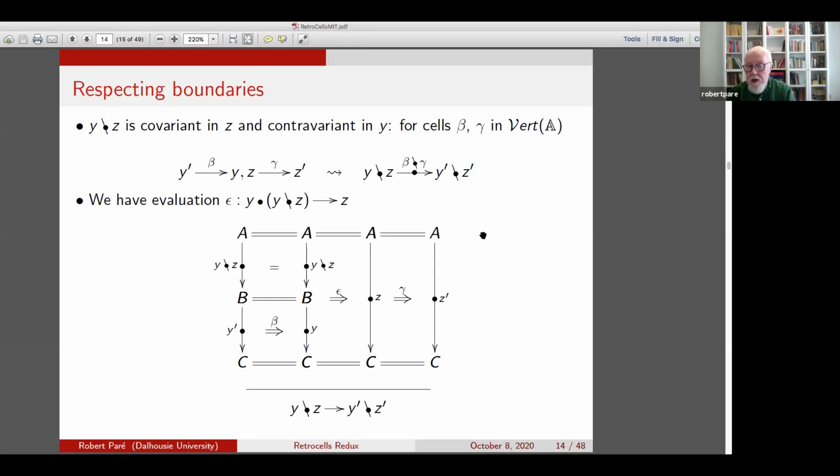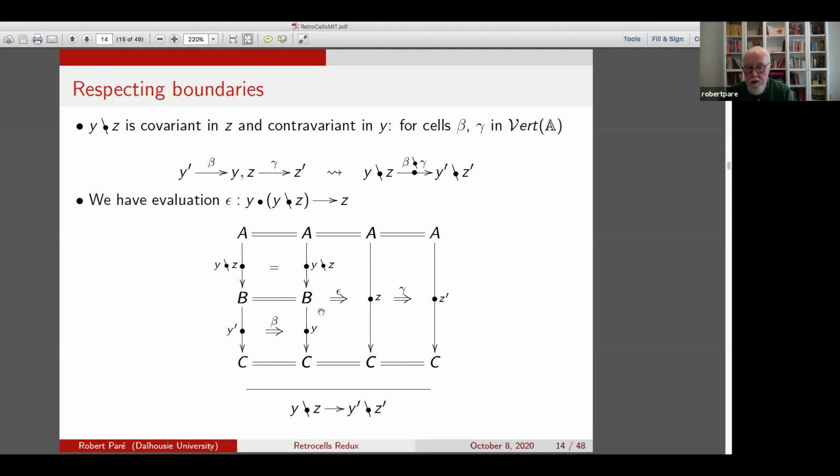I have an evaluation cell. The two cells in Vert A are these globular cells. Cells in a double category are squares, and if the top and the bottom are identities, then I call them globular cells. This is what gives me the double category associated to A. So you take your cells here, gamma going from Z to Z prime, and beta going from Y prime to Y in the backward direction.